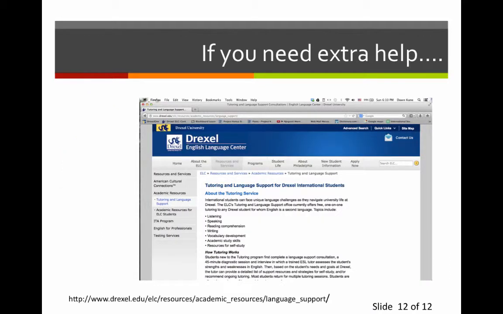This concludes Module 1 on university participation. The next module will focus on the intrinsic benefits of participation.